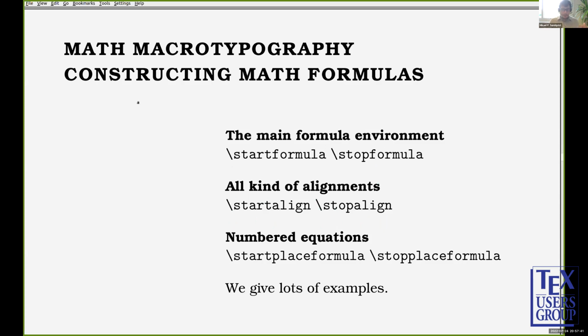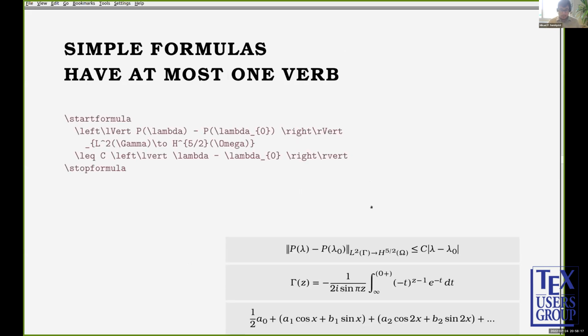Okay, that's it for the details. There are more things with the details, but let me turn to macro typography as well, because I don't have too much time. If what I just said is maybe a bit more involved, this is more for the users, for everybody. So start formula, stop formula is the way to do displayed mathematics in ConTeXt. Start align, stop align is for all kinds of alignments. And numbered equations we get with start place formula, stop place formula. And we will see a lot of examples.